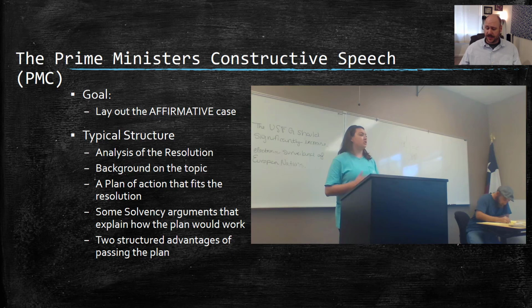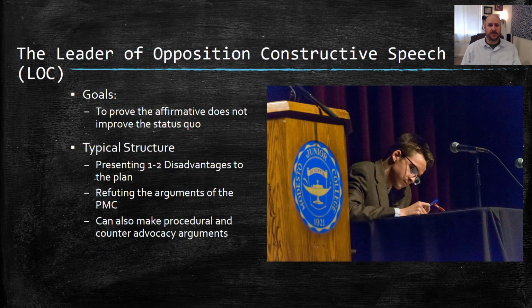All right, the next speech in the debate is the first negative speech, referred to as the Leader of Opposition constructive speech, sometimes called the LOC. The goal of the Leader of Opposition constructive speech is ultimately to prove that the affirmative is not net beneficial. This is done through 2 primary ways: either arguing that the affirmative team has not proven that their advantages result in a net beneficial shift through case attacks, or through presenting disadvantages.